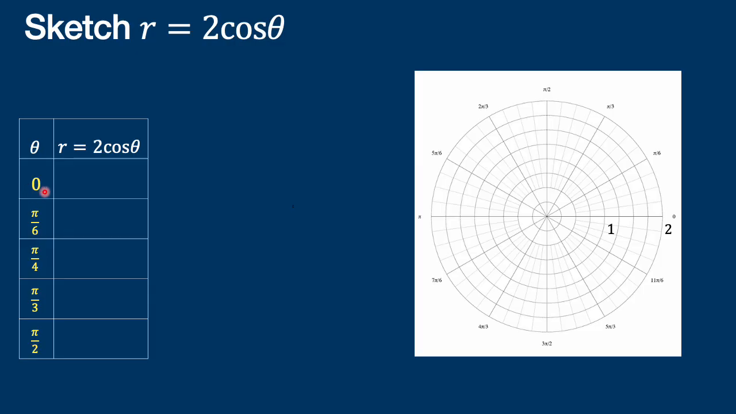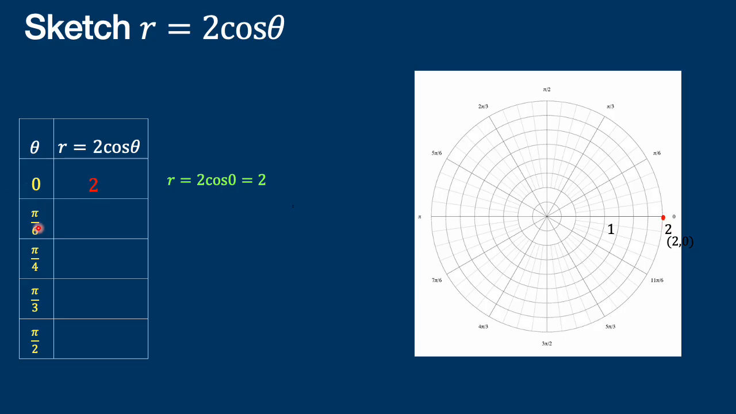When you plug in theta is 0, r is going to be 2 cosine 0, which is 2. So r is 2. How are we going to sketch it? Theta is 0 is the x-axis. Distance from origin is 2. You plot the point 2 there. That's (2, 0), you plot it.